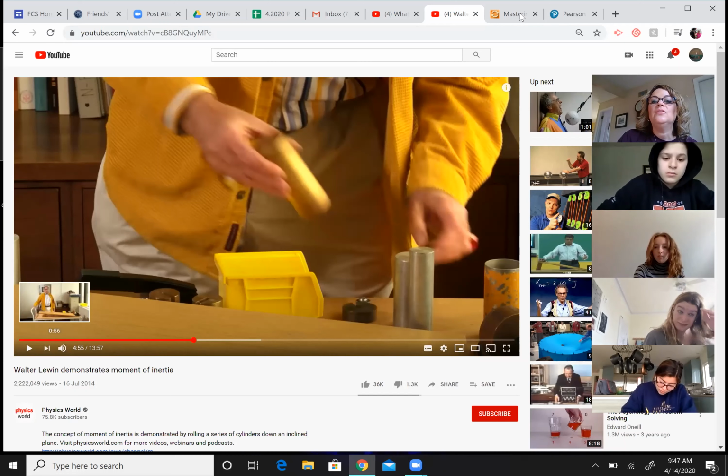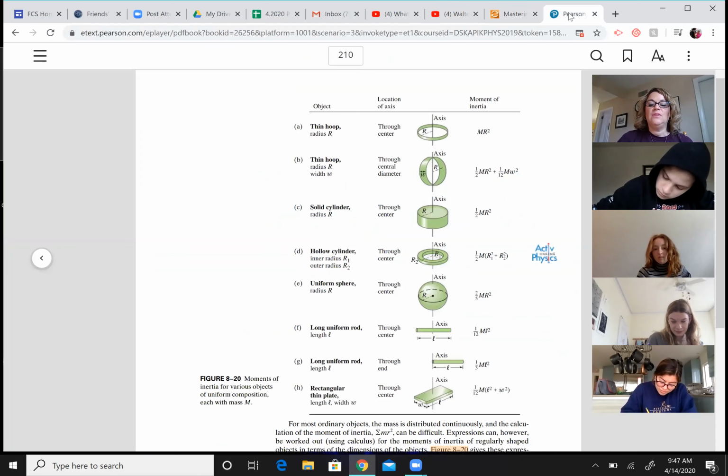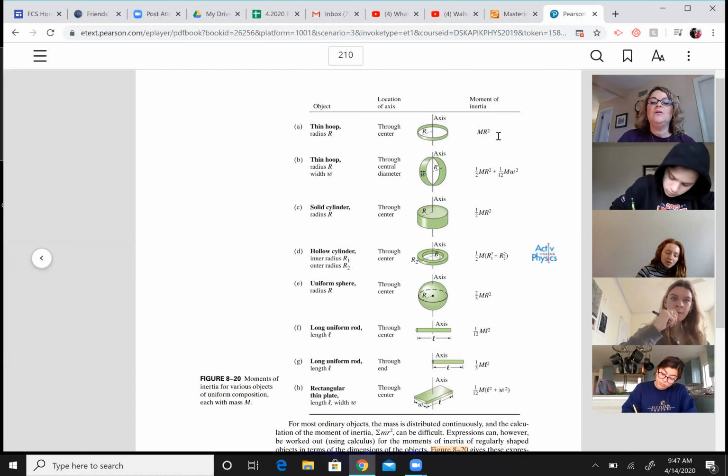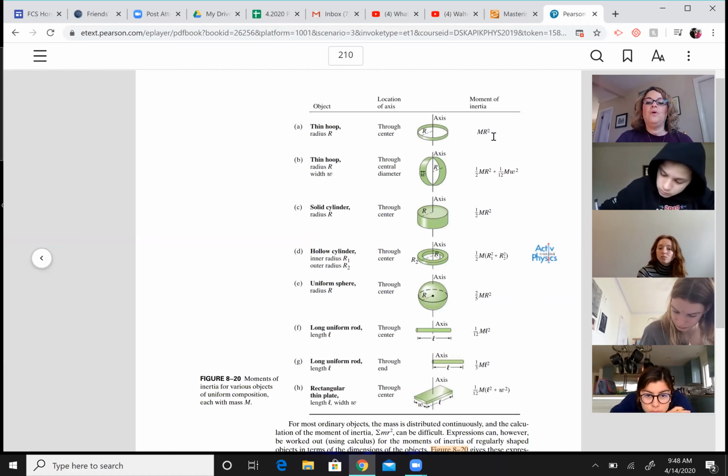Actually, before we look at that demo, let's look at page 210 in your textbook. So that's what I have here on my screen right now. Page 210 lists the different moments of inertia for objects of different shape, and in fact, flipping around different axes. So the top one, this is like a hula hoop. So the body of a person would be in the middle, that's the rotation axis. And you see that the moment of inertia for the hula hoop is just mr squared. Okay, it's mr squared, just like a ball on a string would be.